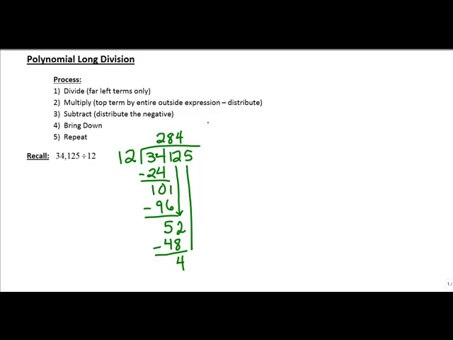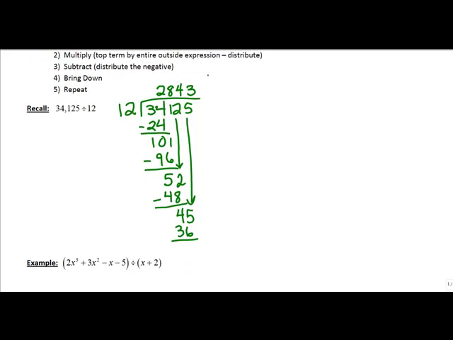Bring down the next digit, a 5. And what times 12 is close to 45? Well, 4 times 12 is 48, so we're going to have to go lower than 4 with a 3. So 3 times 12 is 36. And let's see, some more room here. 45 minus 36 is 9. Okay, so our answer is 2,843 with a remainder of 9.